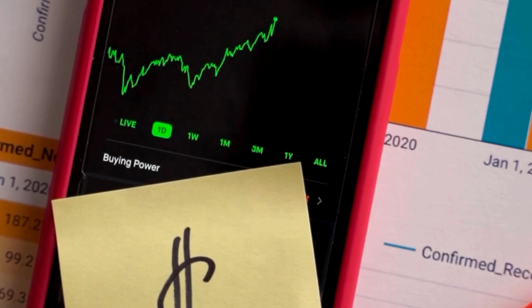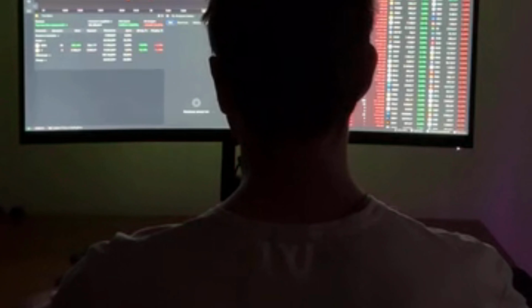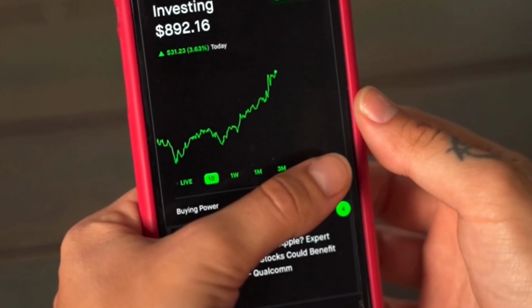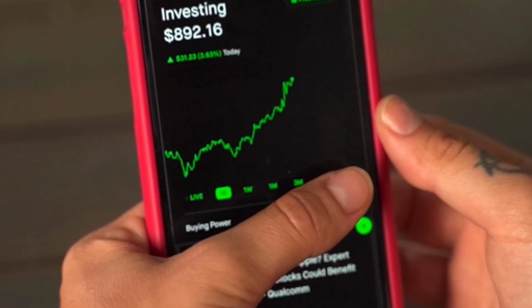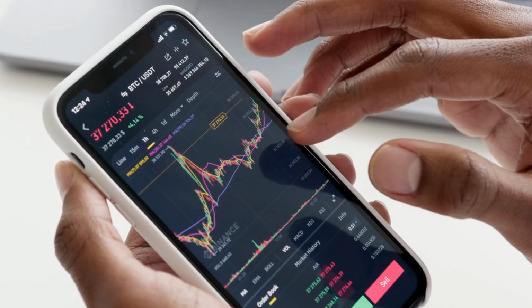Let's dive into the pro setup with some key indicators you need to know. First up, the EMA, or exponential moving average. Set it to periods 9 and 21. When the 9 EMA crosses above the 21, that's a sign of bullish momentum. If it's below, you're looking at bearish momentum.